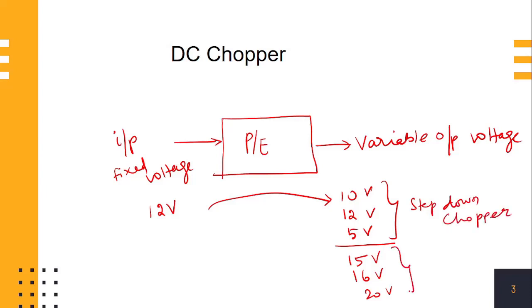It is just the opposite when the output voltage is higher than the input voltage; we call it a step up chopper.